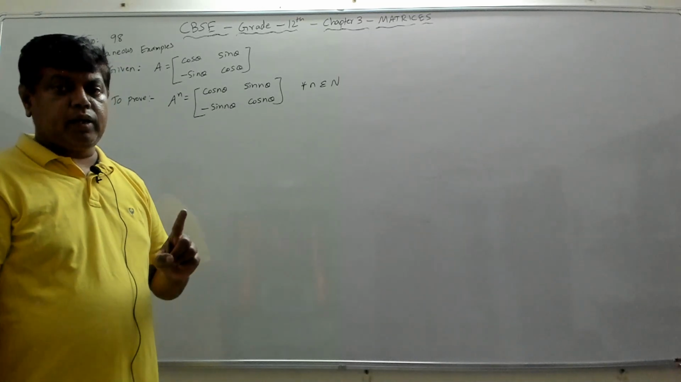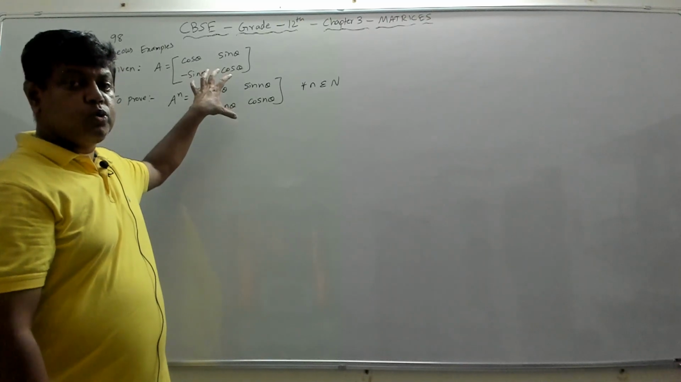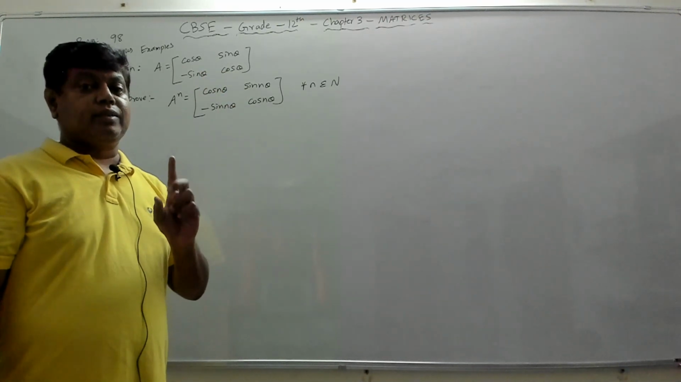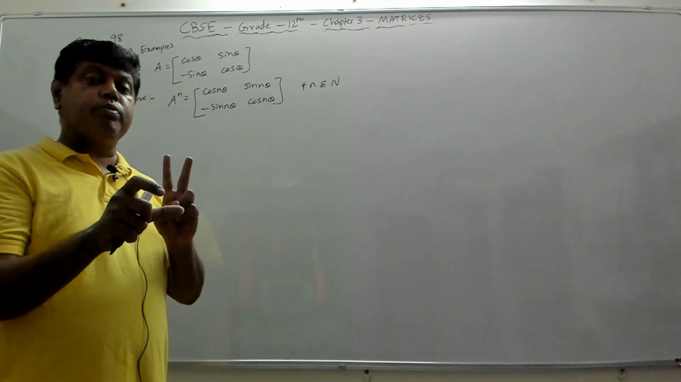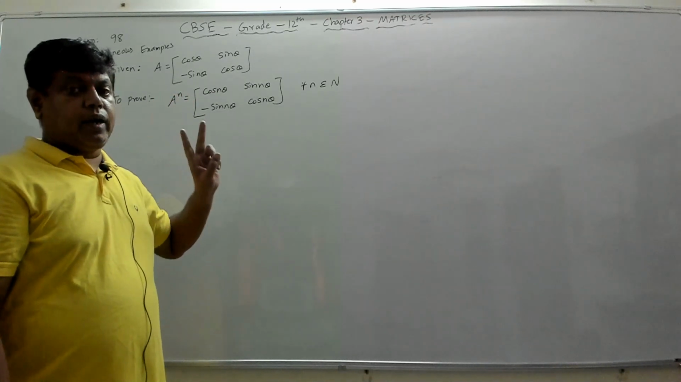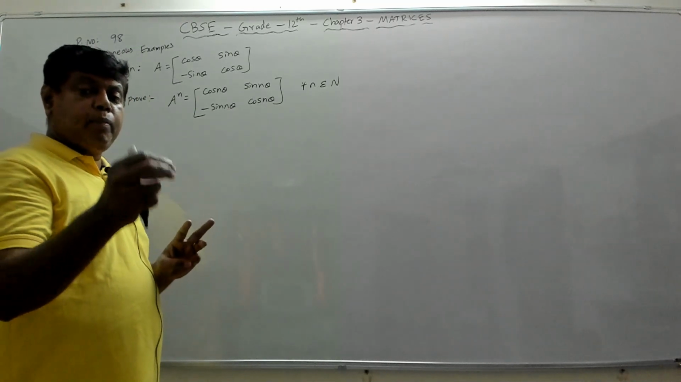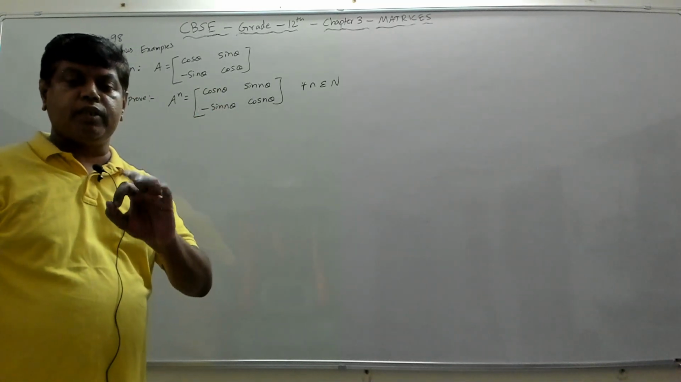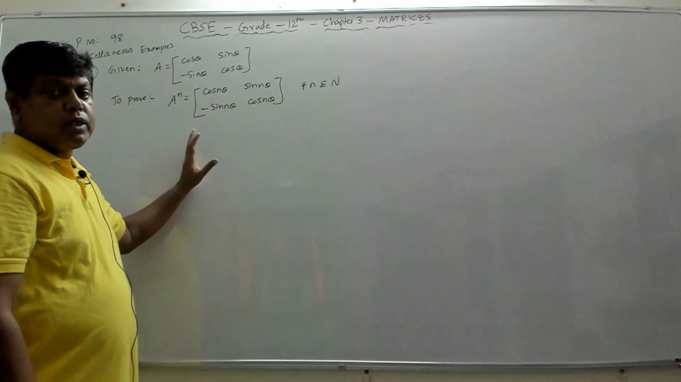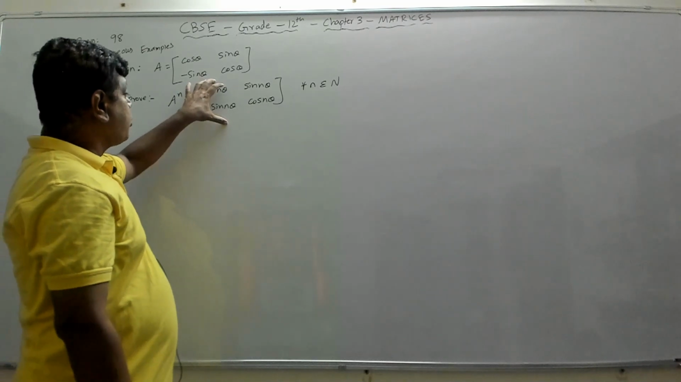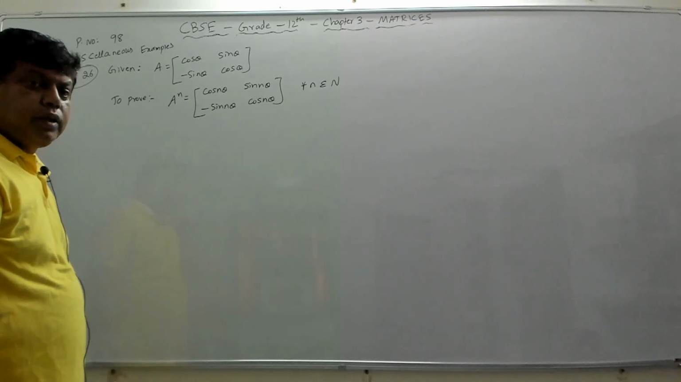So I'm repeating again, there are 3 steps. First step is to prove that this is true when n is equal to 1. Second step is we will assume, and the word assume is very important. We will not prove, we will assume that it is true when n is equal to k. And then third step is we will have to prove that when n is equal to k plus 1, this is true. Once all these 3 steps are done, then we can say that by the principle of mathematical induction, this is true for every n belonging to the set of all natural numbers, or for every positive integer.